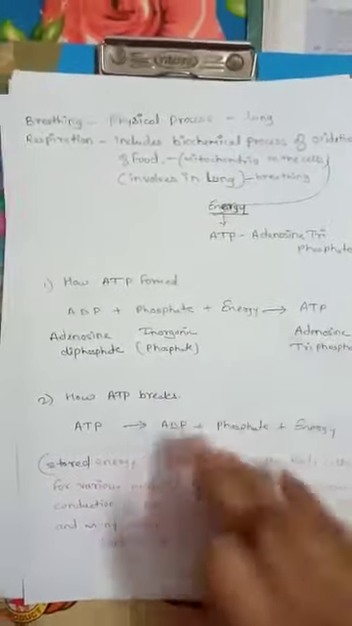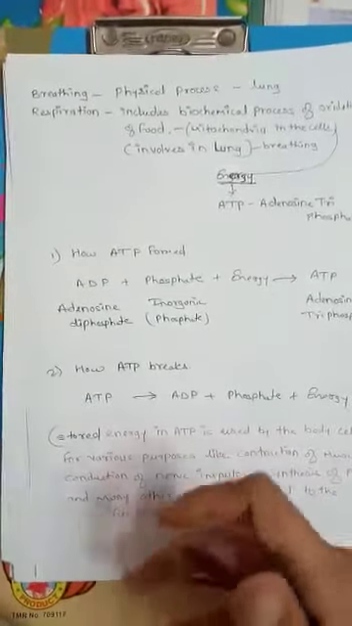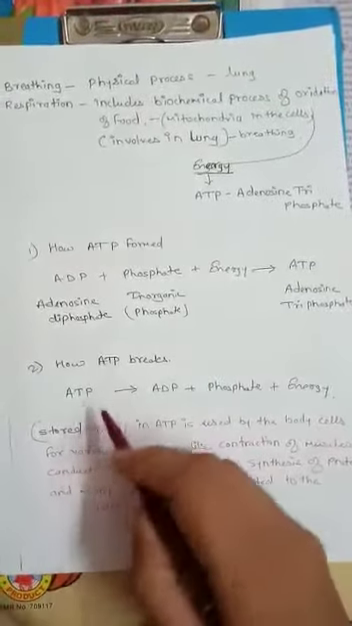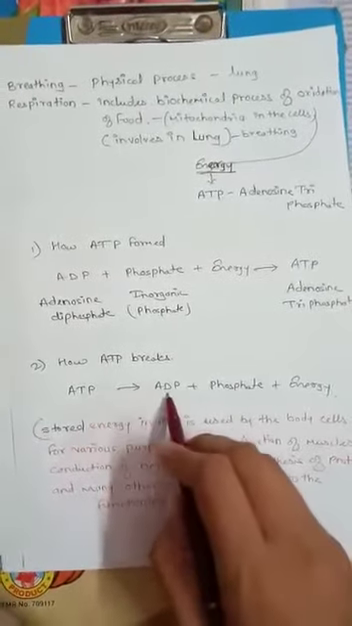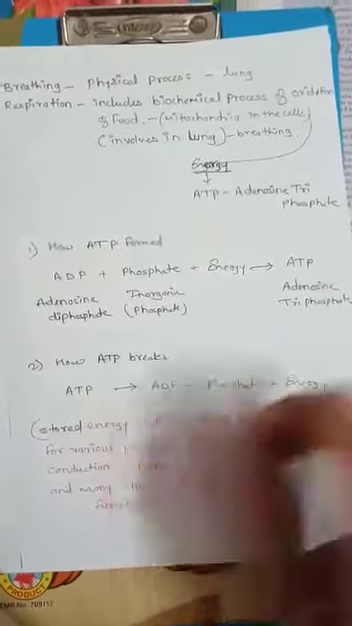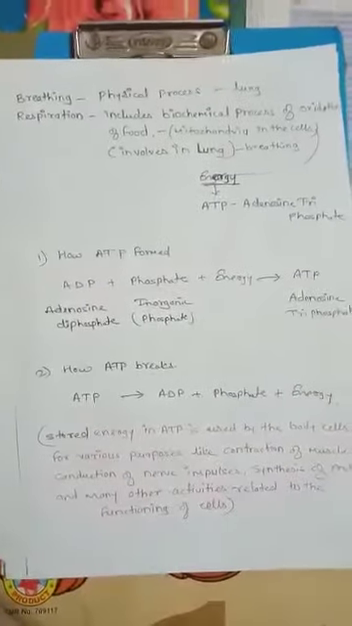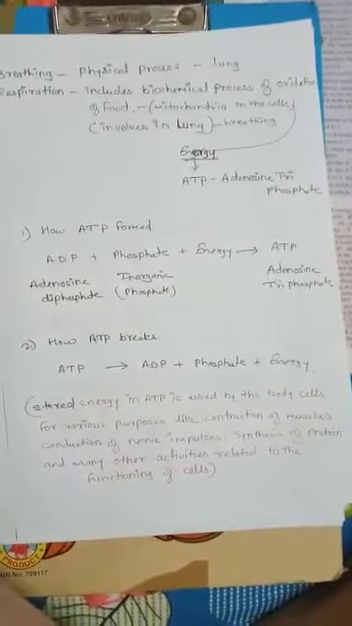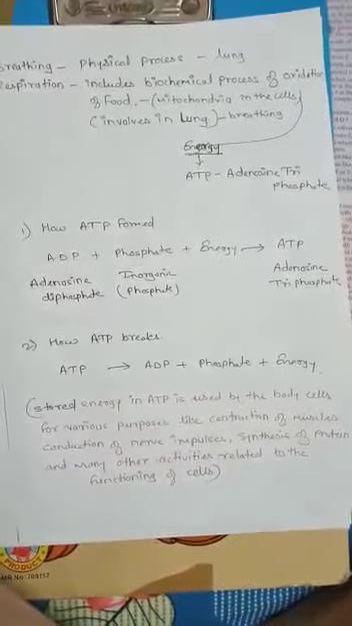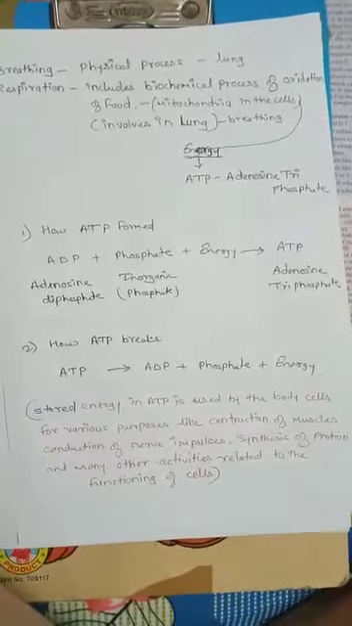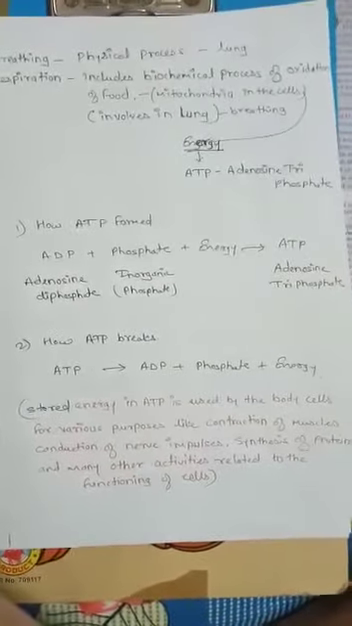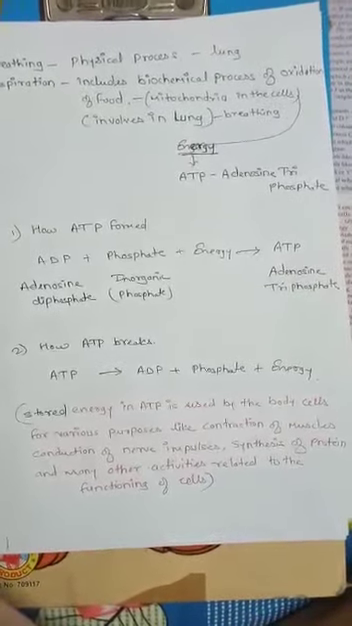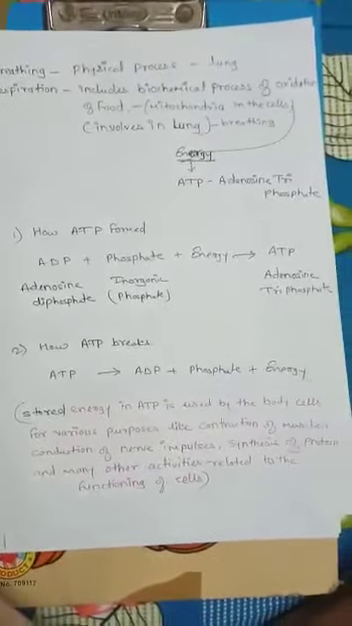Now, whenever we need energy for doing life processes, how does ATP break? Whenever ATP breaks, it changes again into ADP and phosphate, and we get the energy. That stored energy in the ATP is used by the body cells for various purposes like contraction of muscles, conduction of nerve impulses, synthesis of protein, and many other activities related to the functioning of cells. In short, it carries out the work.